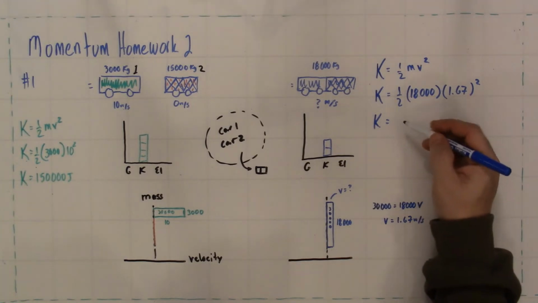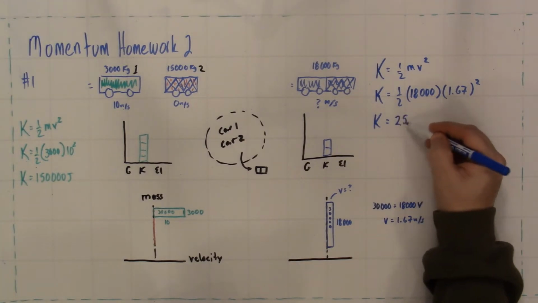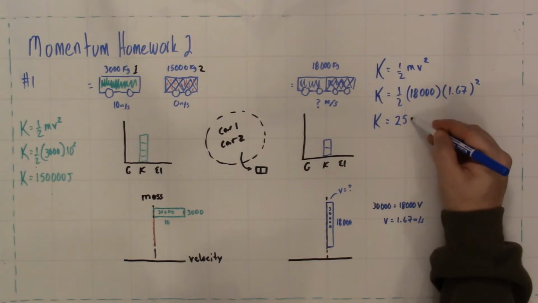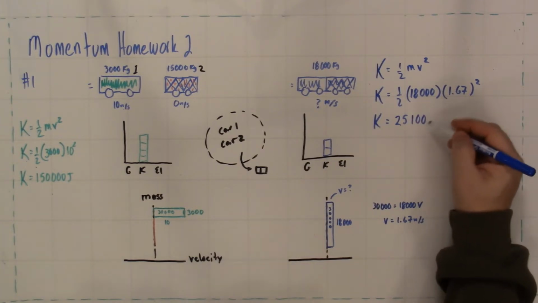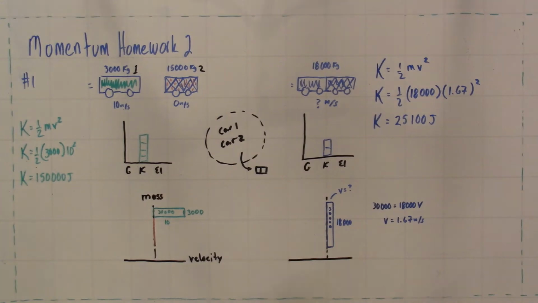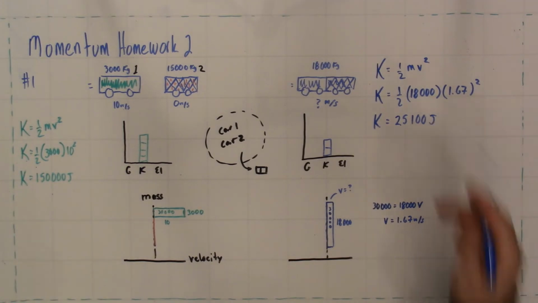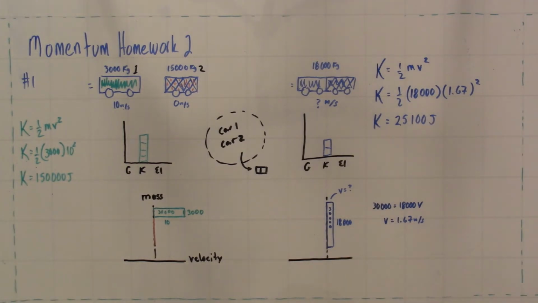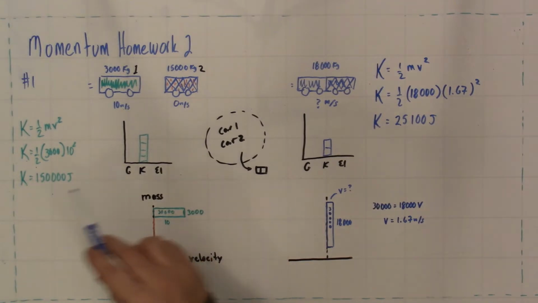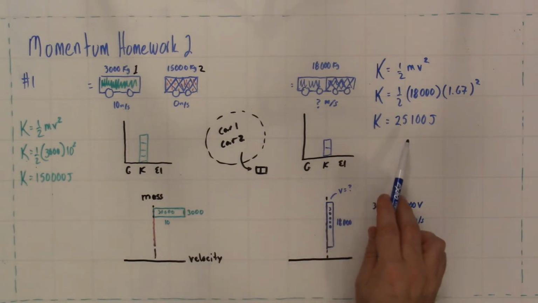So here the kinetic energy is 25,100 joules. So to me, when I look at this, it is 150,000 joules to start. Now I only have 25,000. So this is actually 6 times this.